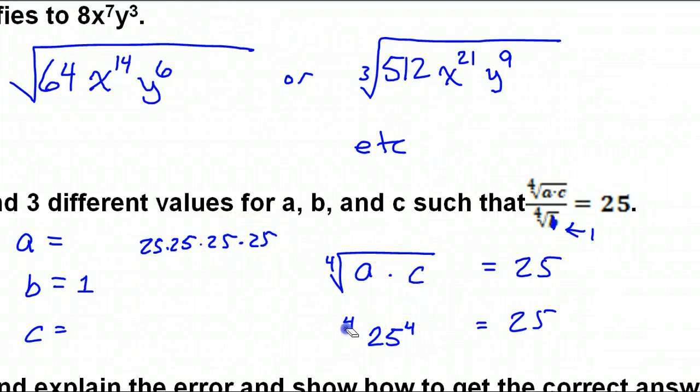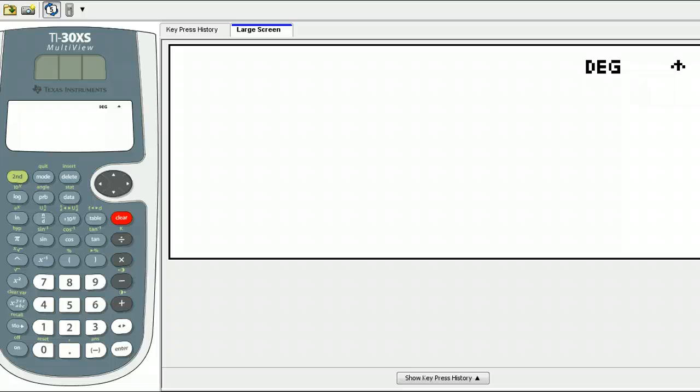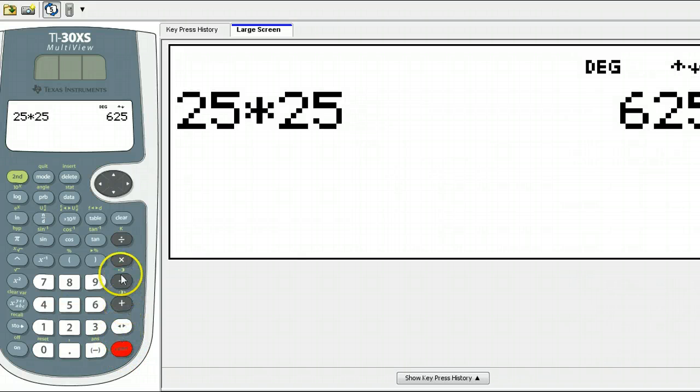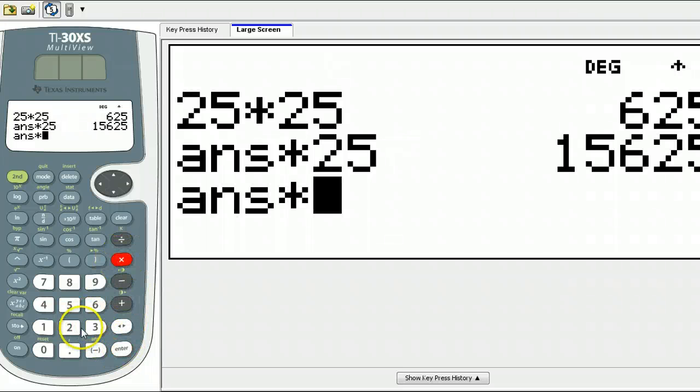In fact, I'm going to need a bigger radical, because whatever's under this radical has to be 25 times 25, 4 times. Now, you did not have access to your TI-30XS MultiView, but you did have access to a 4-function calculator. So even on that, you could do 25 times 25, hit enter, and then do times 25 a third time, hit enter, and then do times 25 one more time.